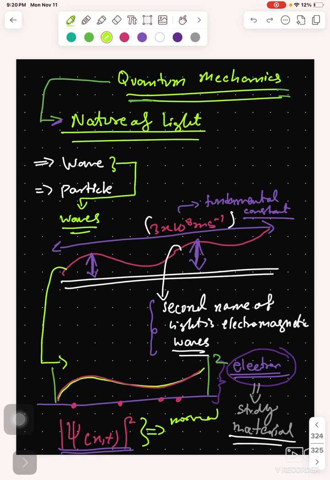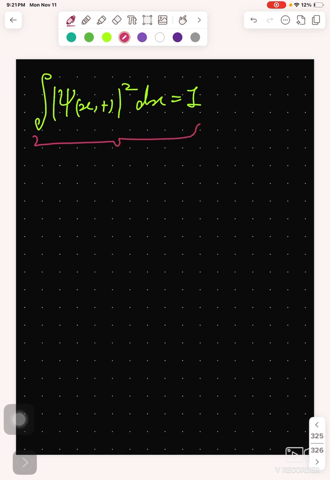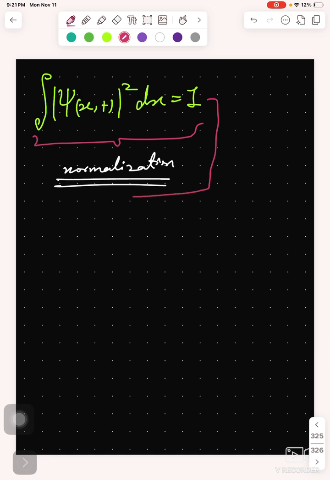For that normalization, we could write it as the integral of the norm of psi squared dx equals 1. So what we did here is, we normalized it.